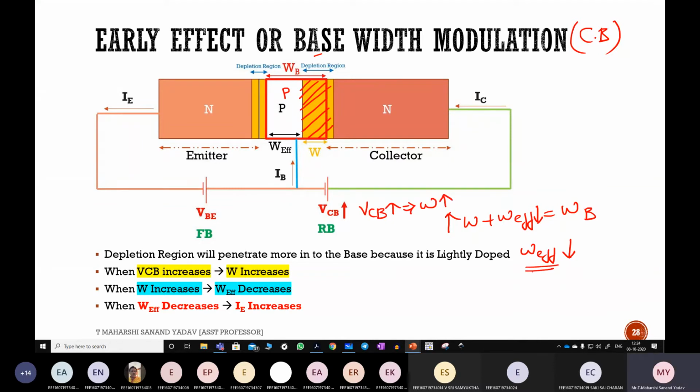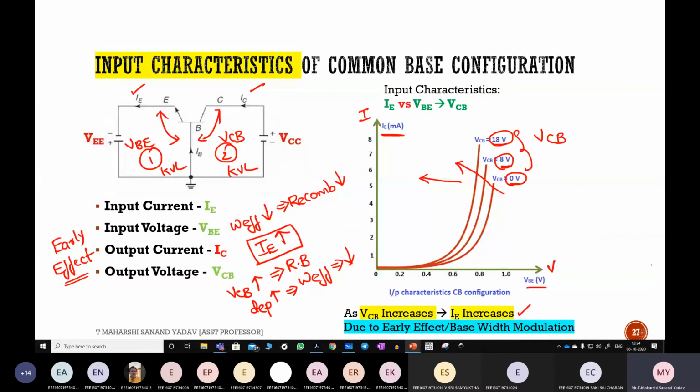Next, you concentrate on W effective now. As W effective decreases, the input current increases. Why? Because the recombination rate decreases because of the reduction in W effective. Recombination rate decreases, that's why IE is increasing. From here I got this graph. That's why as reverse bias voltage VCB is increased, IE is increasing. That's why it is moving from right to left.